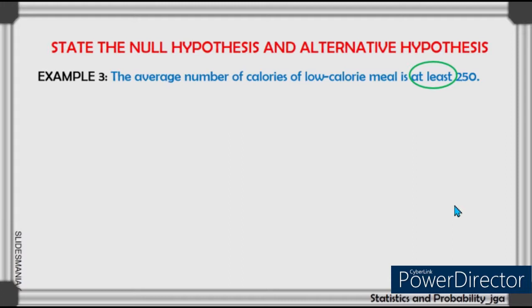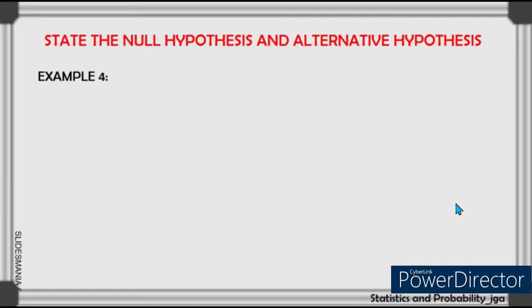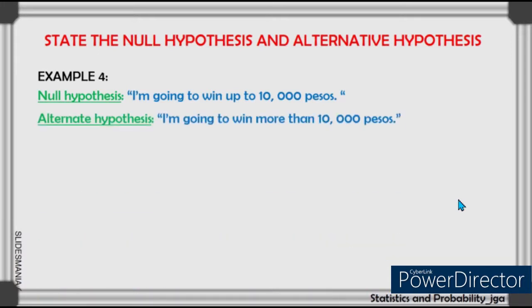So if you're going to write it in mathematical terms, we have like this. And then, if you're going to reject the null hypothesis, we have the average number of calories of a low-calorie meal is equal to 250 calories. Okay, so now let's proceed to example number 4. If the null hypothesis is I'm going to win up to 10,000 pesos. Okay, so if we're going to reject the null hypothesis, then ang magiging alternative hypothesis natin or alternate hypothesis is I'm going to win more than 10,000 pesos.